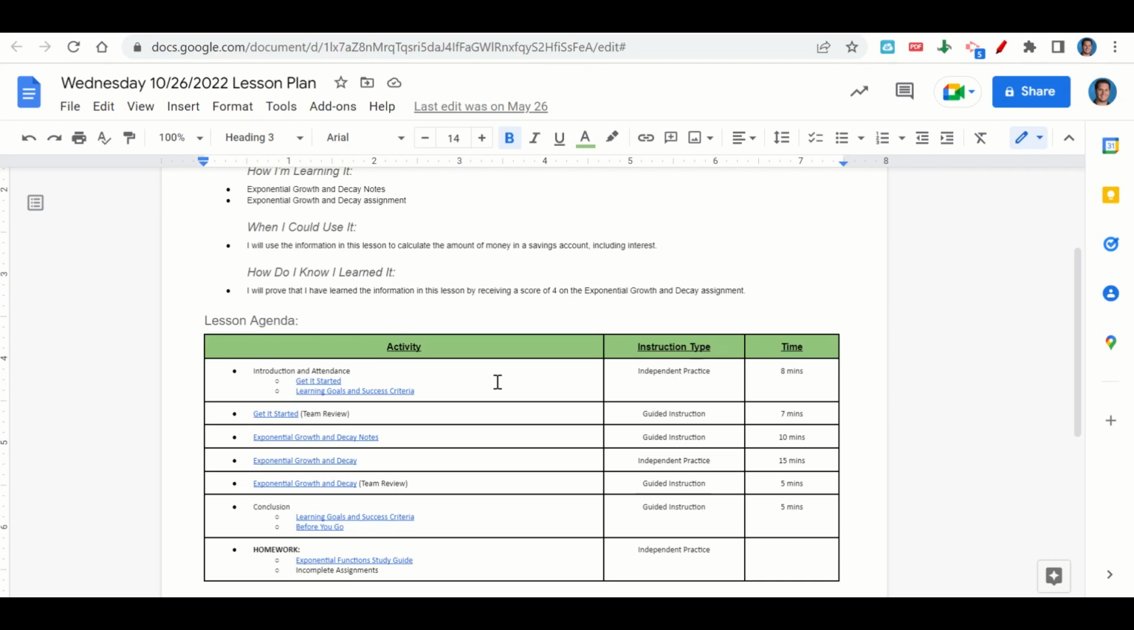After that, we'll go over the exponential growth and decay notes, and then I'll give you time to complete the exponential growth and decay assignment. Once you've completed the assignment, we'll go over it together and answer any questions that you may have. At the end of class, we'll go back over our learning goals and success criteria while you fill out your Before You Go. Your only homework for tonight is to continue working on the exponential function study guide and any incomplete assignments that you may have.